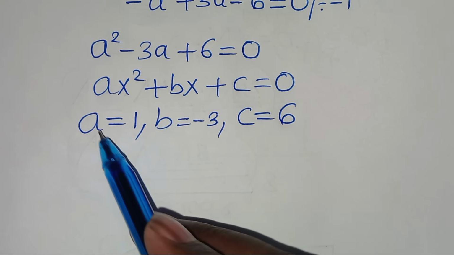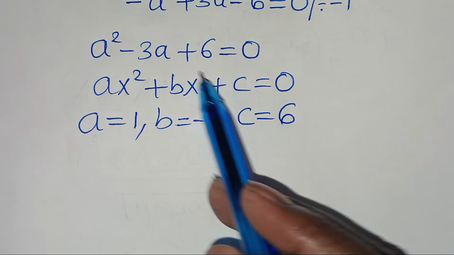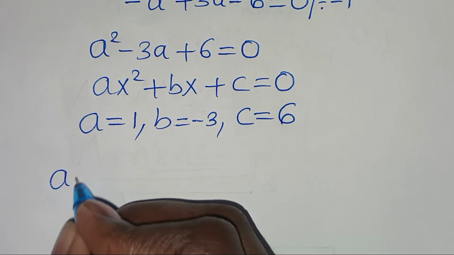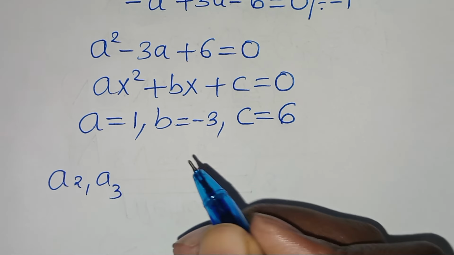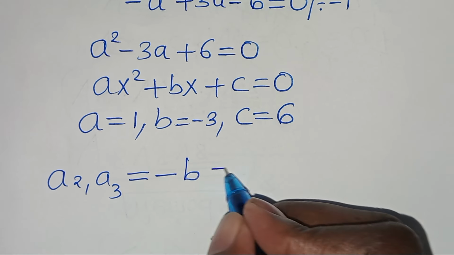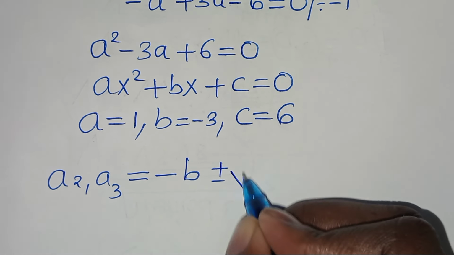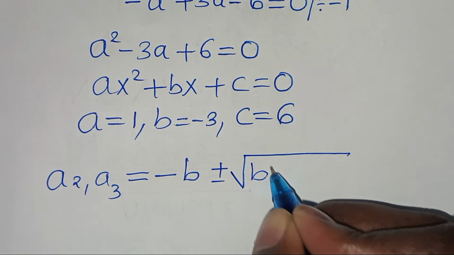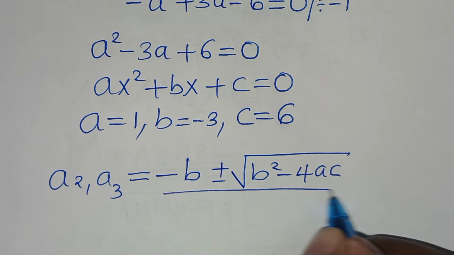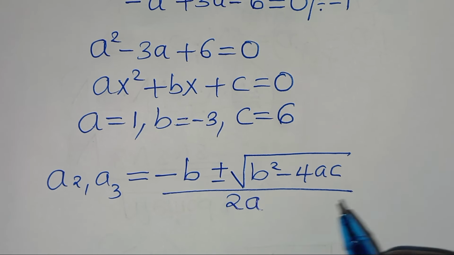Now, substituting the values of a, b, and c from this quadratic equation, we can solve this by applying the quadratic formula, that's minus b plus or minus the square root of b squared minus 4 times a times c, over 2 times a.